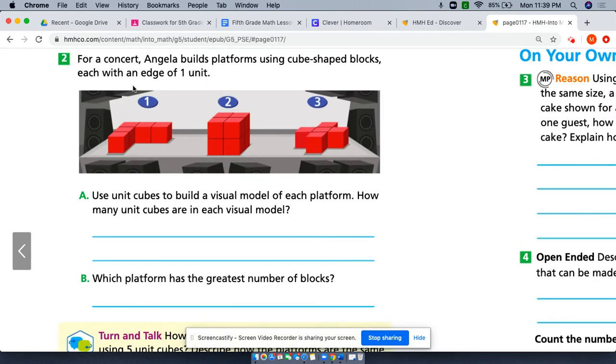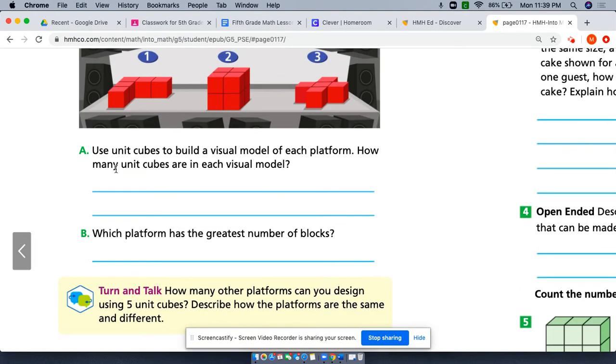So for number 2, on page 97, it says for a concert, Angela builds platforms using cube-shaped blocks. These are the platforms that she made for the stage, and each of these edges, as the text says, is 1 unit. So this right here is 1, over here it's 1, 2. For A, it says to use unit cubes to build a visual model for each platform. You don't have them. If you do, that's great, and you can build these. If you don't, that's okay.